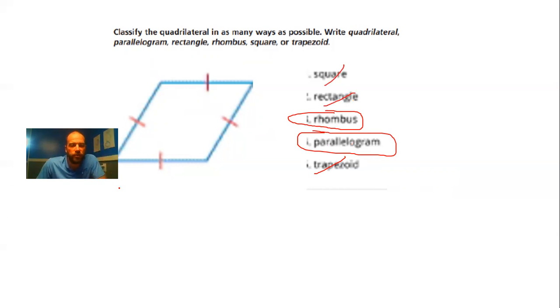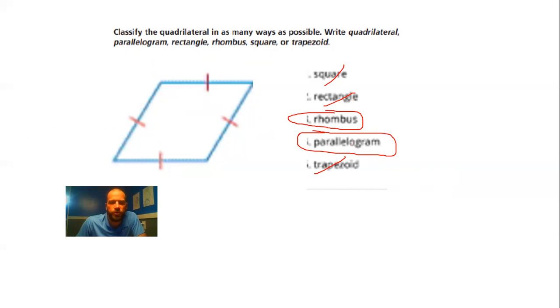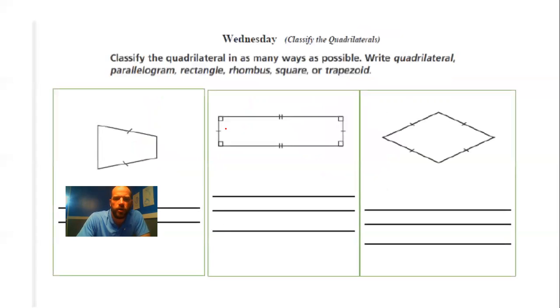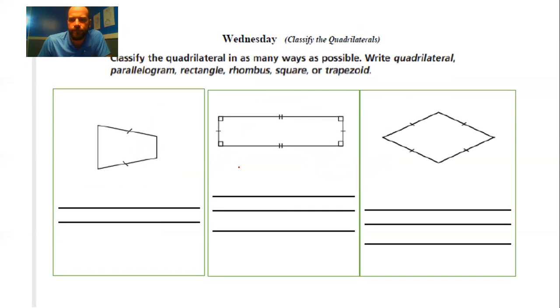So all you have to do is know the rules to join each club, look at a shape, and ask yourself which clubs this shape can join. And since they're all four-sided, they're all going to join the quadrilateral group. All right, guys, good luck. You're going to complete this sheet right here, and then check in with the next video to see how you did. All righty.